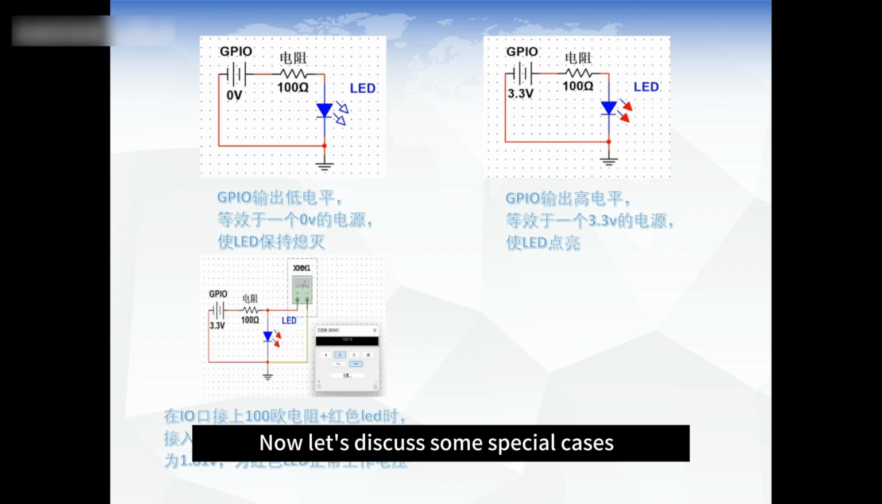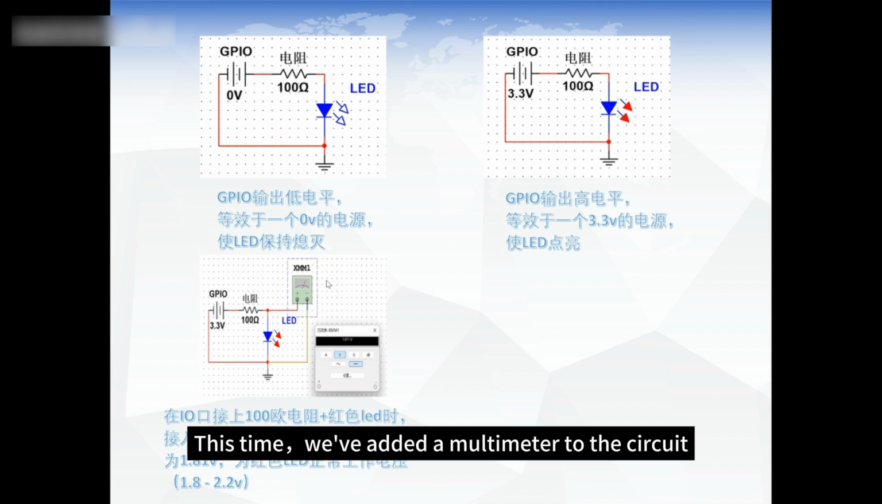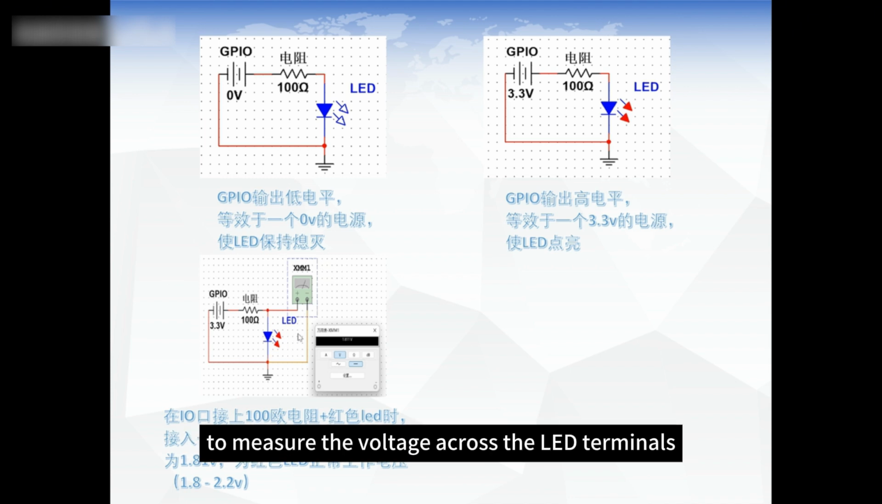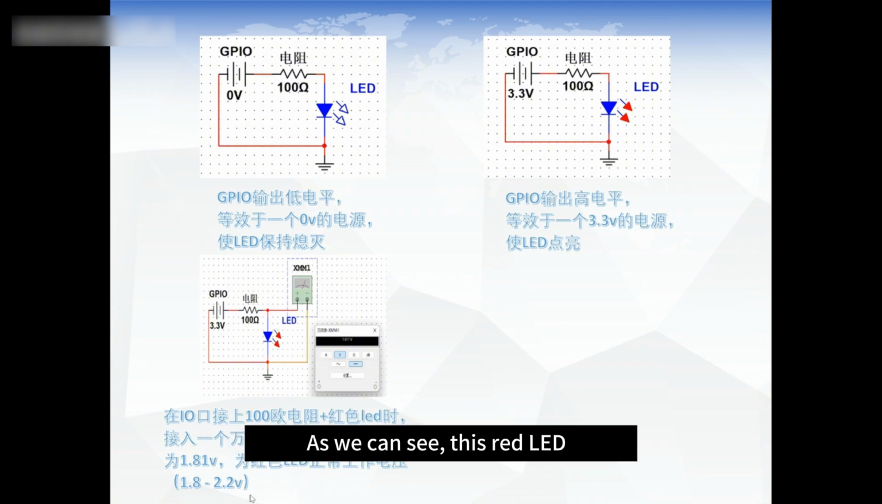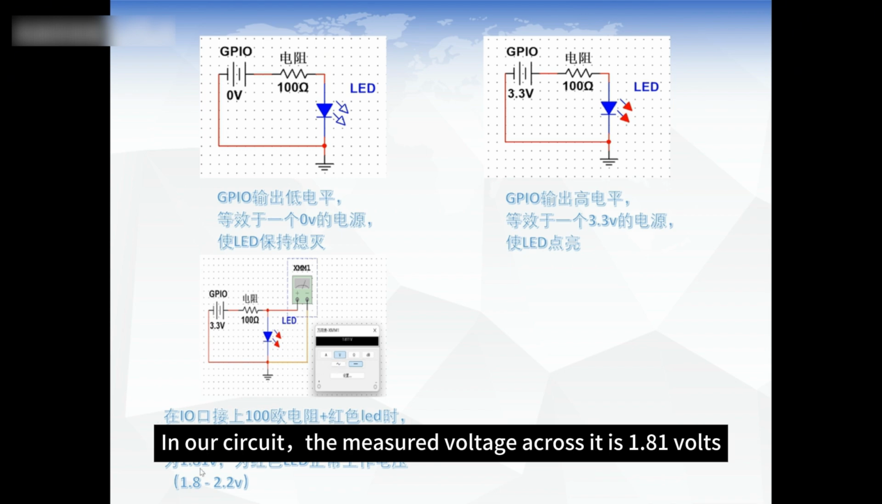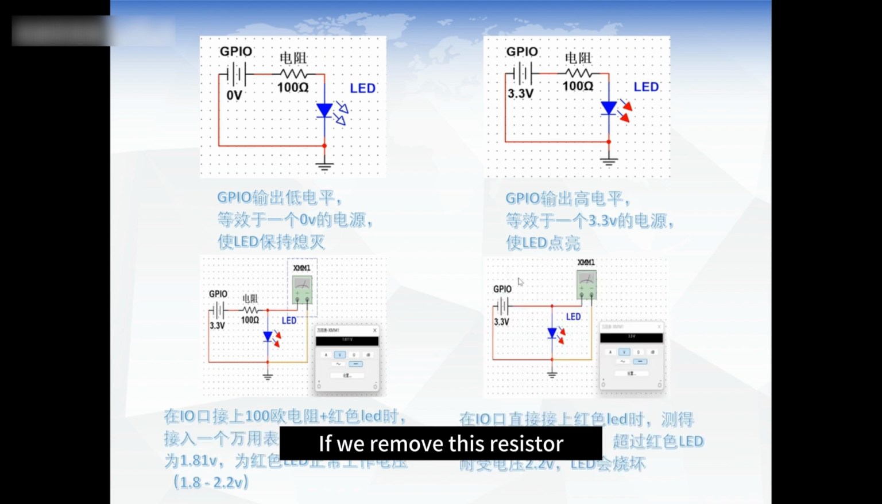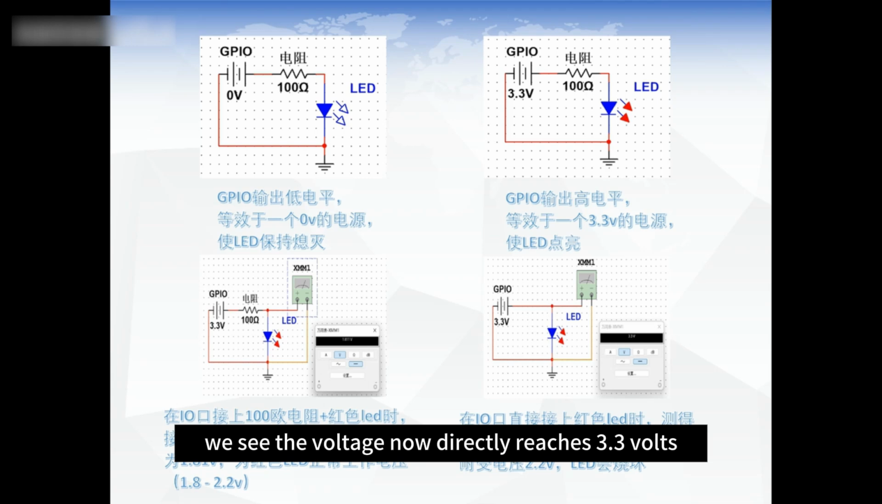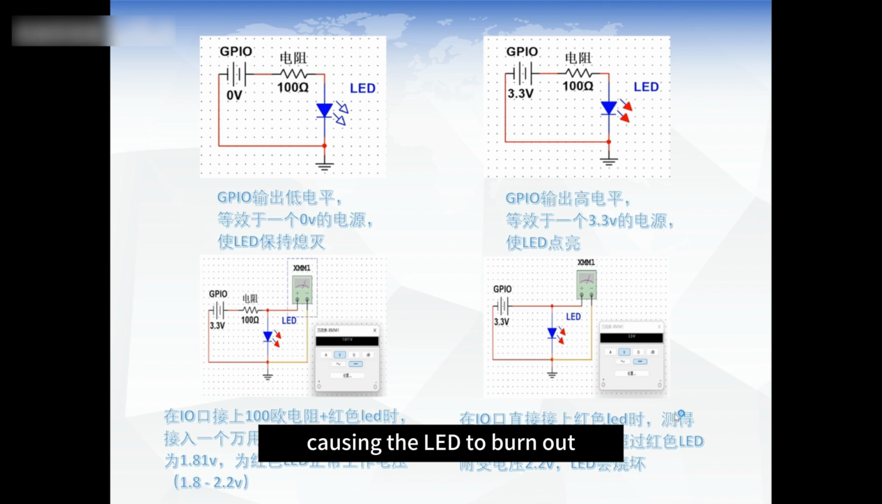Now let's discuss some special cases. This time, we've added a multimeter to the circuit to measure the voltage across the LED terminals, and we've specified a red LED for this experiment. As we can see, this red LED has a normal operating voltage of 1.8 to 2.2 volts. In our circuit, the measured voltage across it is 1.81 volts, so it can operate normally. If we remove this resistor, we see the voltage now directly reaches 3.3 volts. This exceeds the red LED's tolerance voltage of 2.2 volts, causing the LED to burn out.